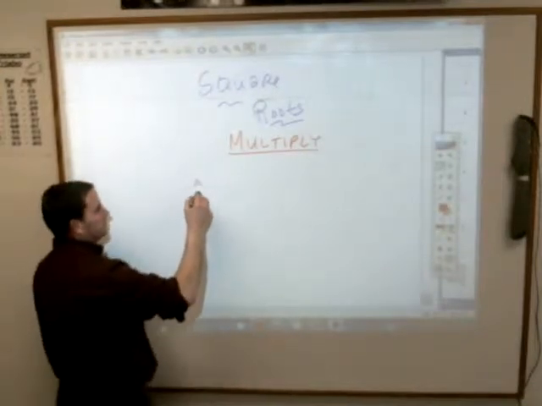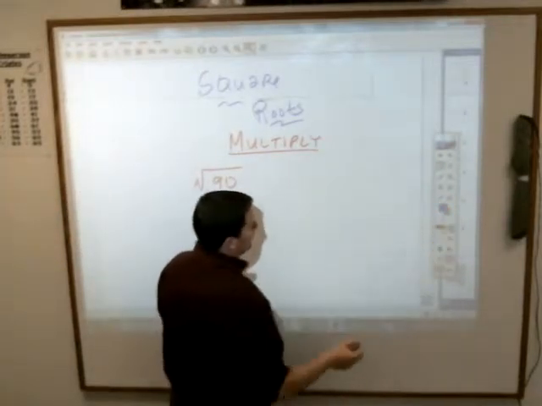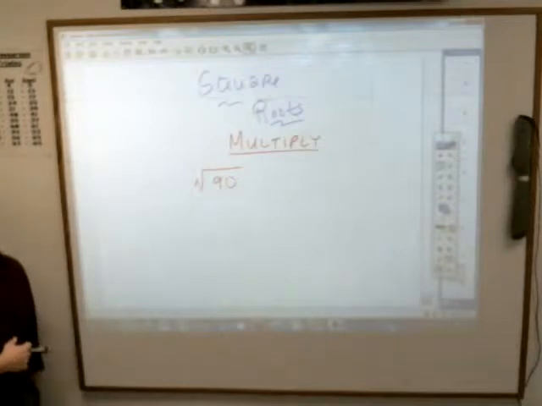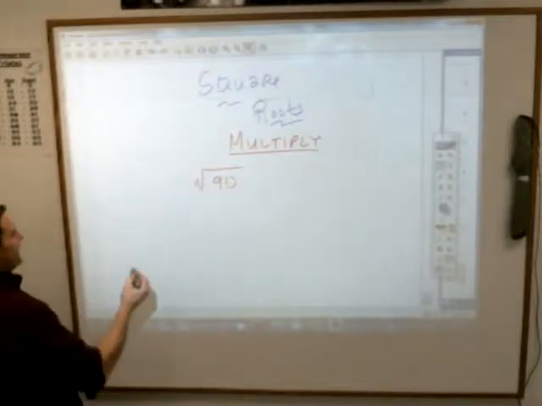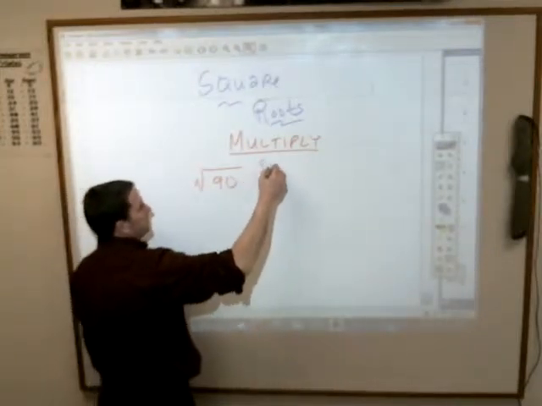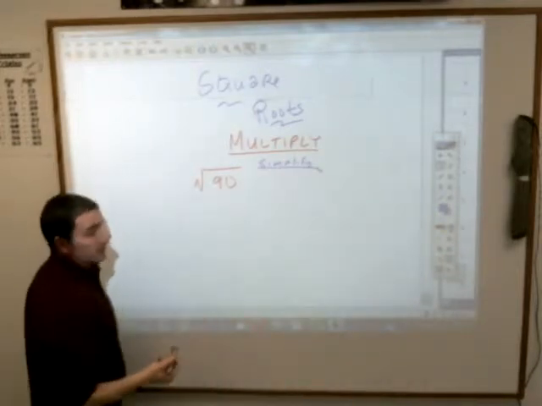If you have the square root of 90, which is not a perfect square, there's no same number times itself that'll give you 90. How do we simplify that? What do you do, Kala? Like the tree thing, which you could be like 30 times 3. Okay, we prime factorize it.